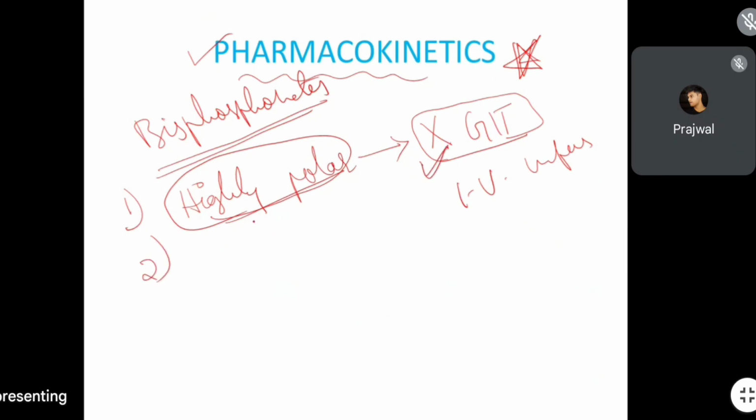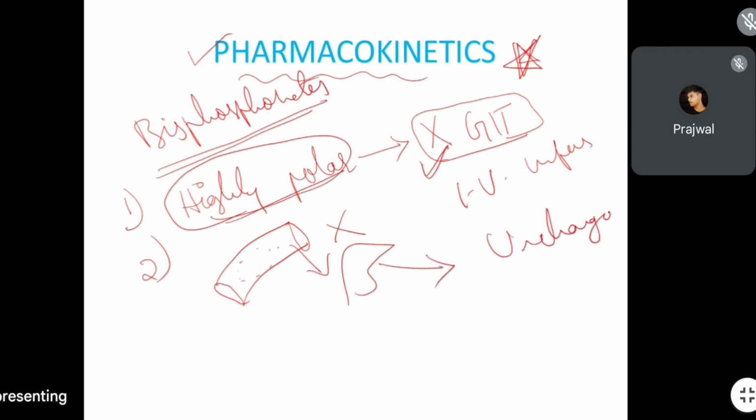See, when bisphosphonates are absorbed from the GI tract or when given through IV route into the blood, the bisphosphonates in the blood will not be metabolized in the liver. It is excreted unchanged. Why is it not metabolized? Because bisphosphonates are already highly polar. They are highly water soluble. That's why metabolism is not required. They are excreted unchanged from the urine.